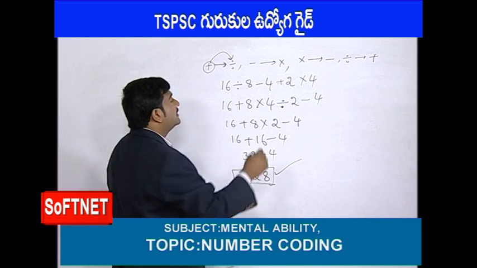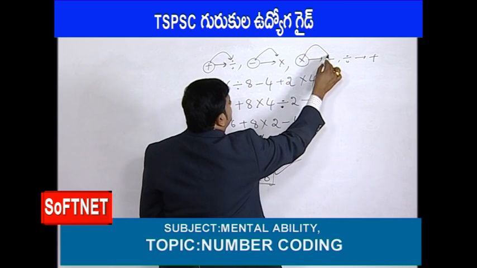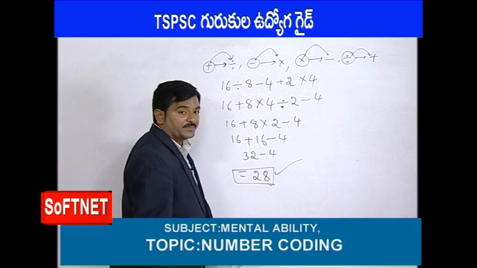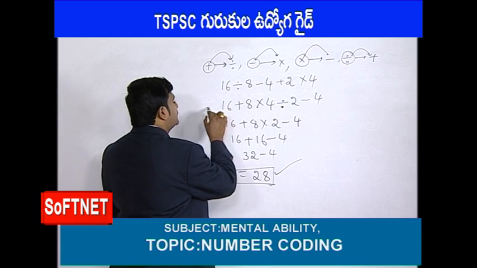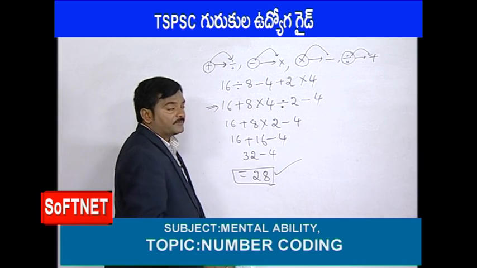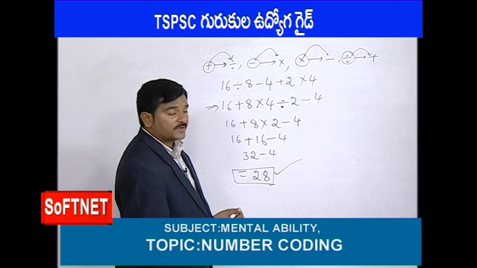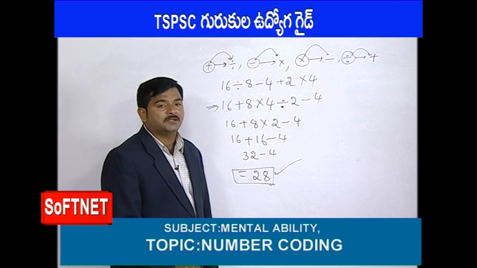Minus. Similarly, minus means what did he ask to take? Into. Into means what did he ask to take? Minus. And finally, divided by means what did he say? Plus. So those corresponding codes we substitute in this second step, and for this second step we have to apply the BODMAS rule concept. So we'll get the answer for that. Hence the final answer is how much here? 28 is the answer for this question.